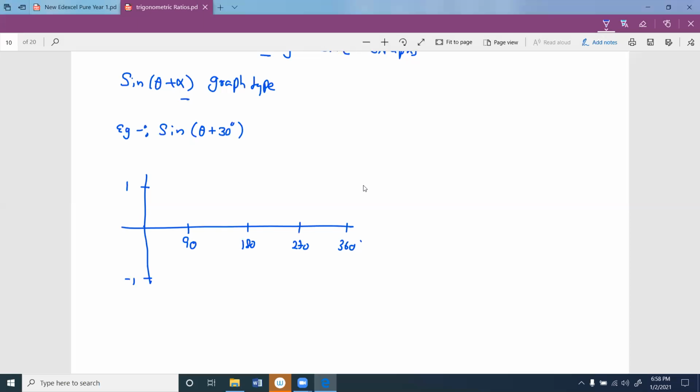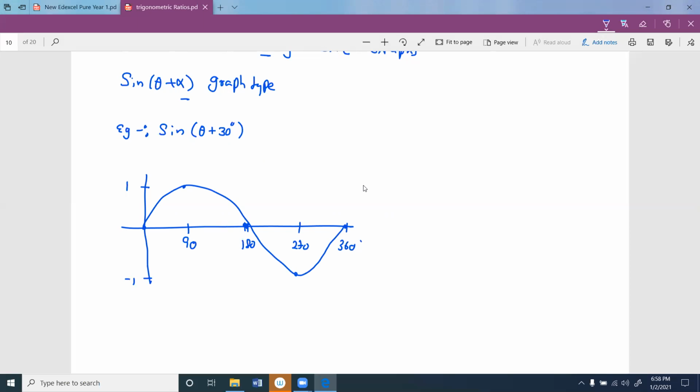So sine 0 is 0. At 90, I think my scale is a little bit wrong. See, here it's this, and here it's this, and here it's this. So if you draw it, you can understand that the sine graph goes this way around. Please excuse my scale. It should be the proper scale.